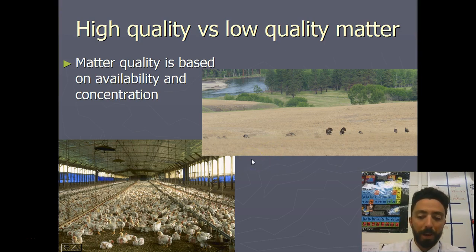Some really low quality matter examples in the real world would be things like a deep underground aquifer. So an aquifer that's more than 400 feet below the ground is going to be a lot lower quality than something that is higher up.